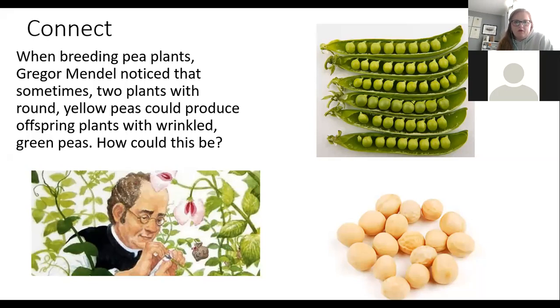Okay, so what we're going to do is go back to GCSE point. What you probably remember from GCSE is somebody called Gregor Mendel, a monk who would cross different types of peas with each other. He had green smooth peas and yellow wrinkly peas. When breeding pea plants, he noticed that two plants with round yellow peas could occasionally produce offspring with wrinkled green peas. And so we wondered how this could happen.